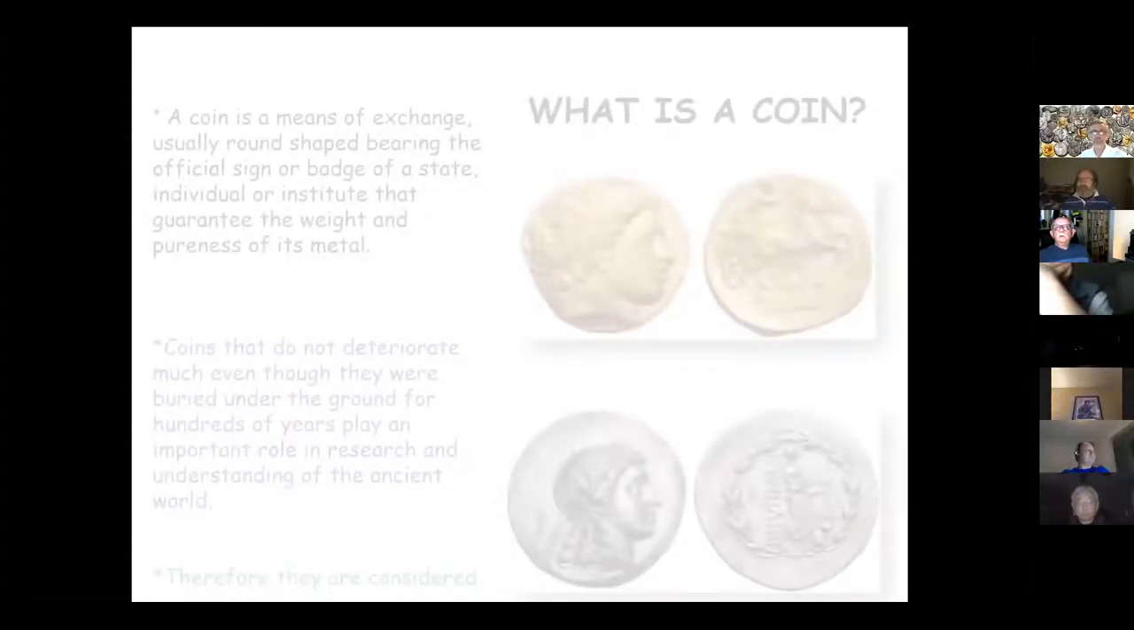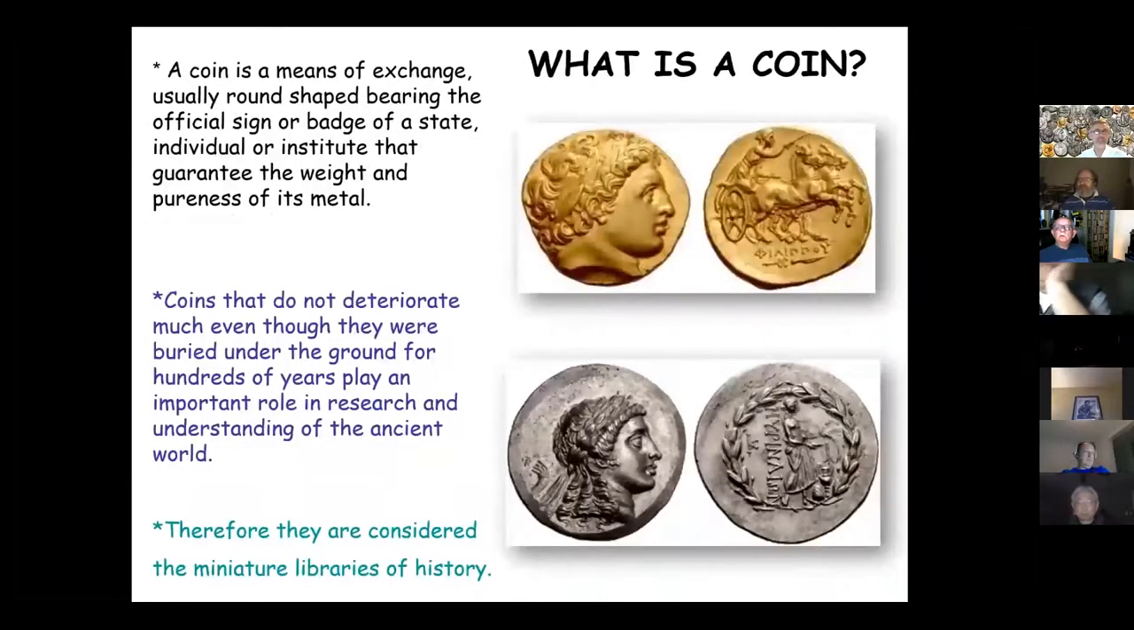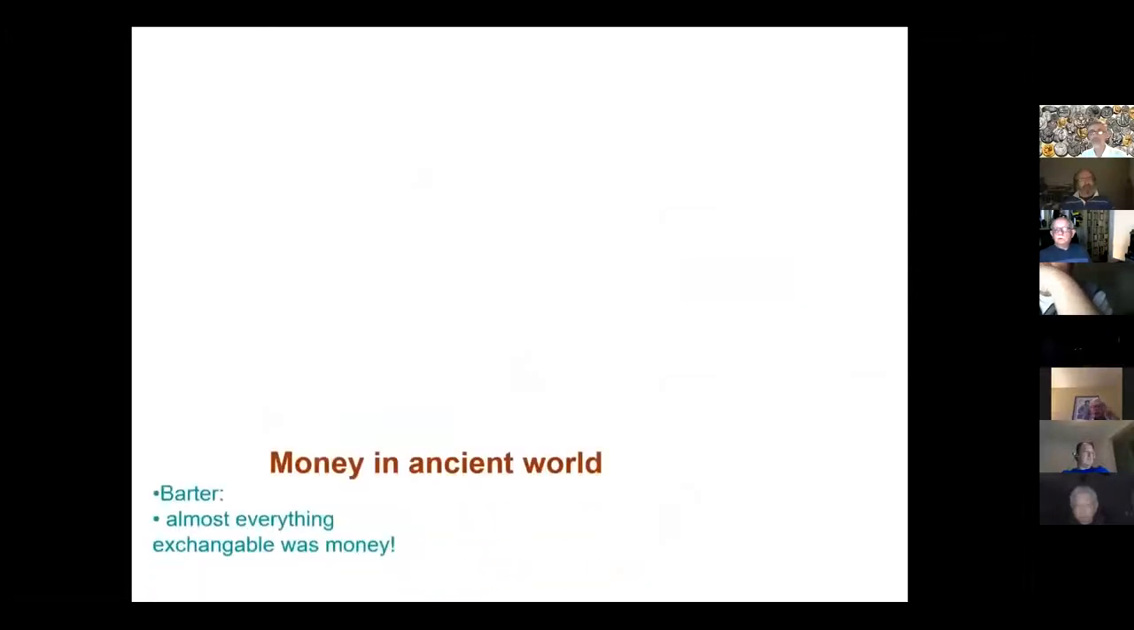What's a coin? I'm sure you all know this, but I'm just going to quickly go over this. A coin is a means of exchange, usually round-shaped, bearing the official sign or badge of a state, individual, or institute that guarantee the weight and pureness of its metal. Coins that do not deteriorate much, even though they were buried under the ground for hundreds of years, play an important role in research and understanding of the ancient world. Therefore, they are considered the miniature libraries of history.